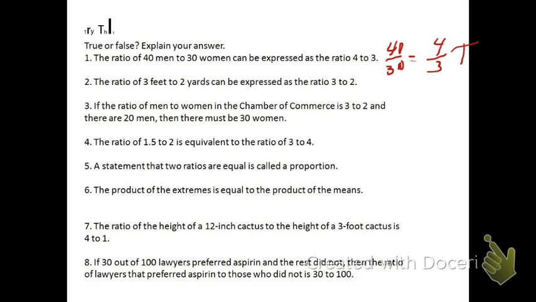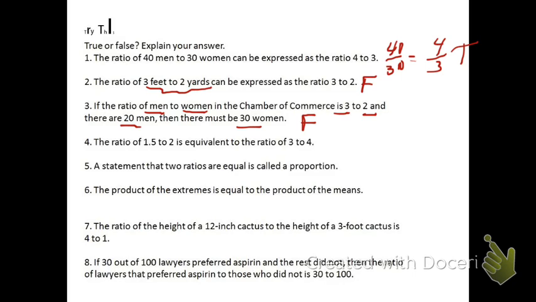Number 2, the ratio of 3 feet to 2 yards can be expressed as the ratio of 3 to 2. That's false. And the reason that's false is we need to have both these in the same units of measure. Okay. Number 3, the ratio of men to women in the Chamber of Commerce is 3 to 2, and there are 20 men, then there must be 30 women. Here's one where the order is important. The ratio is men to women, so men is 3 for every 2 women. So if there's 20 men, there can't be more women. So that's a false statement.